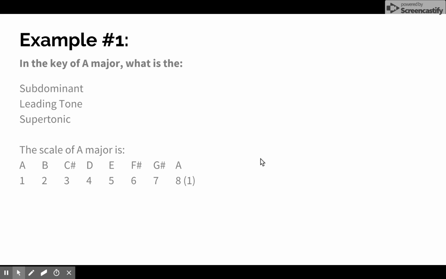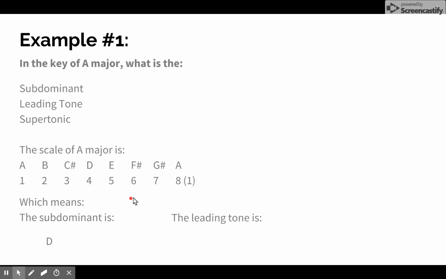The next example, in the key of A major, what are the subdominant, the leading tone, and the supertonic? So I wrote the scale of A major here. So I know that it has an F sharp, C sharp, and G sharp. So the subdominant is the fourth degree of the scale. So my answer is going to be D.